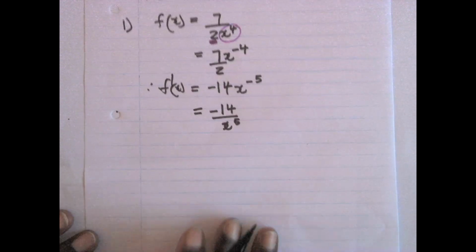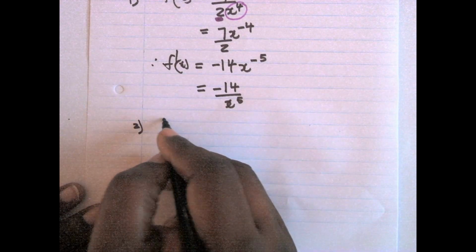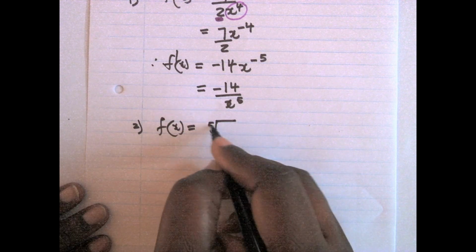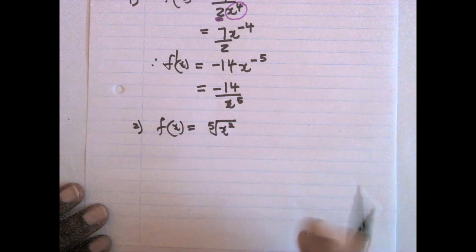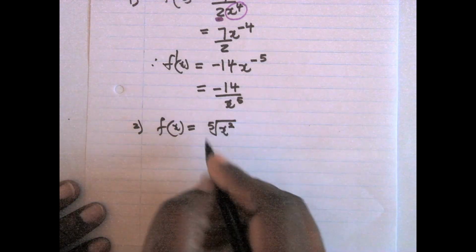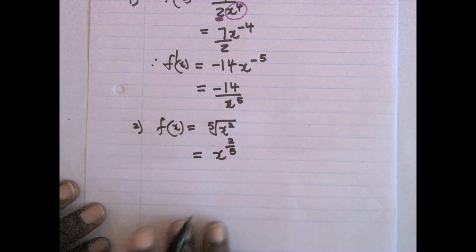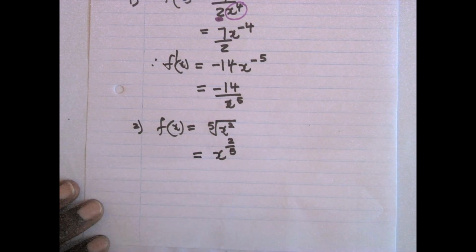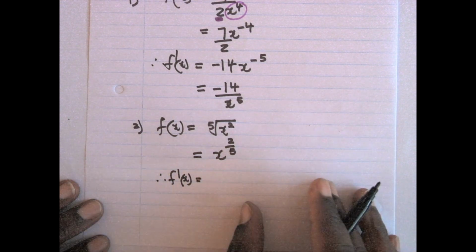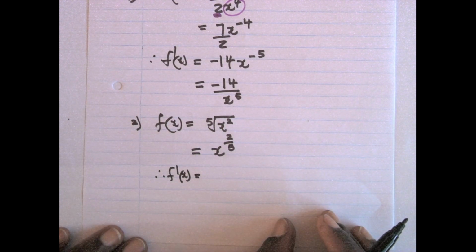The second one that I have for you, number 2, we are given that f of x is equal to the 5th root of x squared. And in this case here we have a surd. How do we rewrite this? We can rewrite this as x to the power of 2 over 5. And once we have written it like this, we can now apply the rules of differentiating to get the first derivative of the function that we were given.